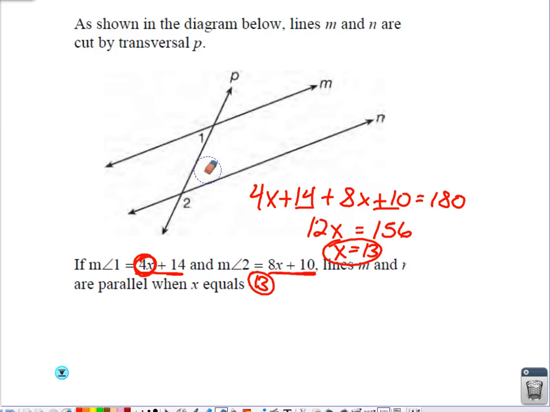Let's try that again. 4 times 13 is 52. 52 plus 14, no, that's fine, 66. 8 times 13 is 104. 104 plus 10 is 114. Yeah, we're good there. You can check 66 and 114, they do add up to 180.